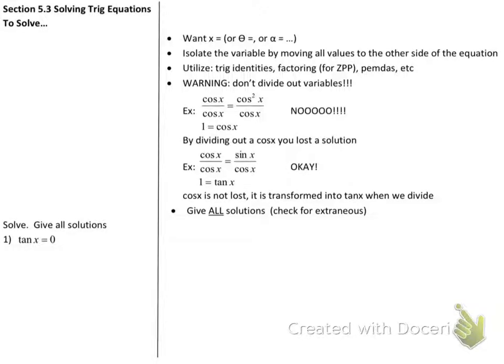With the start of section 5.3, and we're going to split this in two parts, we're going to transition away from proving into solving. Now, with solving, there is an equal sign, and you are trying to get variable equals. So you're going to have to move things from one side to the other.